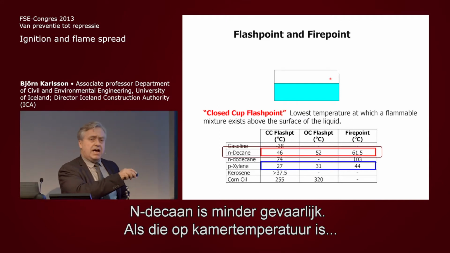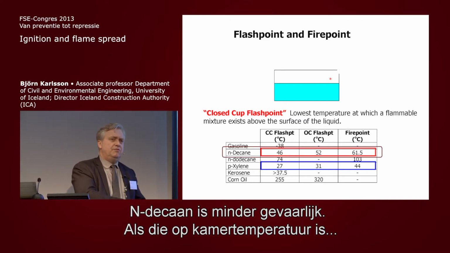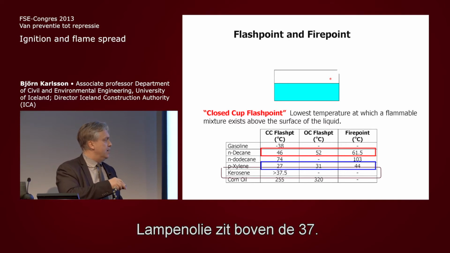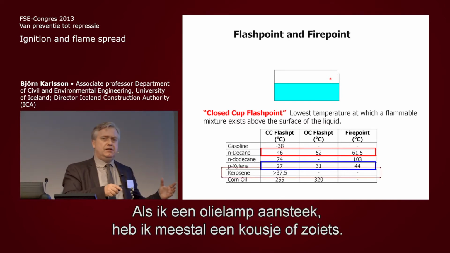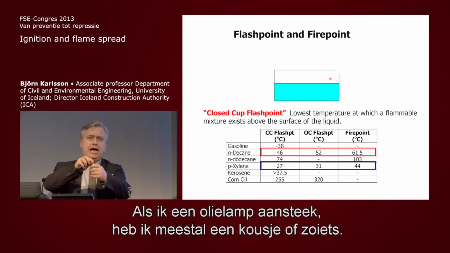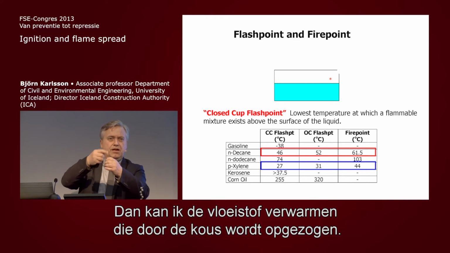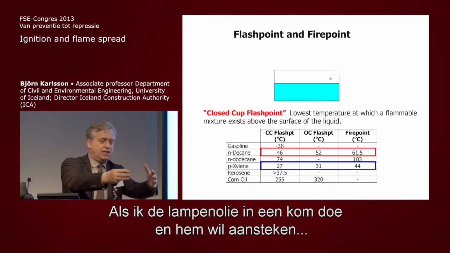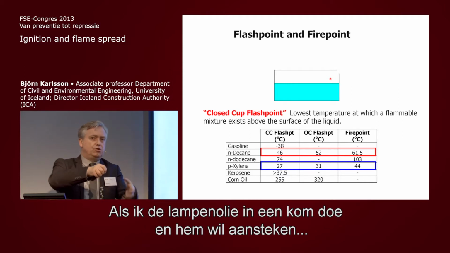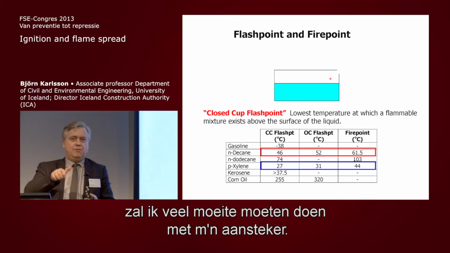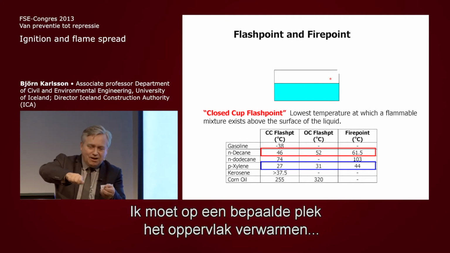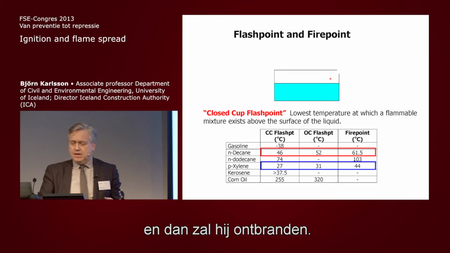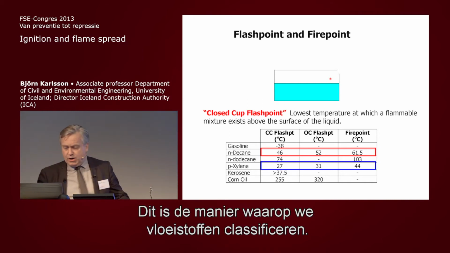This endocane is not as dangerous. If I have it at room temperature, I would have to heat it up a little bit before I could ignite it. And kerosene, for example, is over 37. So when I ignite a kerosene lamp, I usually have a wick so that I can heat up the liquid or the gas as it comes up to the wick. If I have kerosene in a bowl and I want to ignite it, I will actually have to try quite a bit with my lighter. I will have to heat up the surface at some spot, and then it'll ignite. And so you can see that this is the way that we classify liquids.